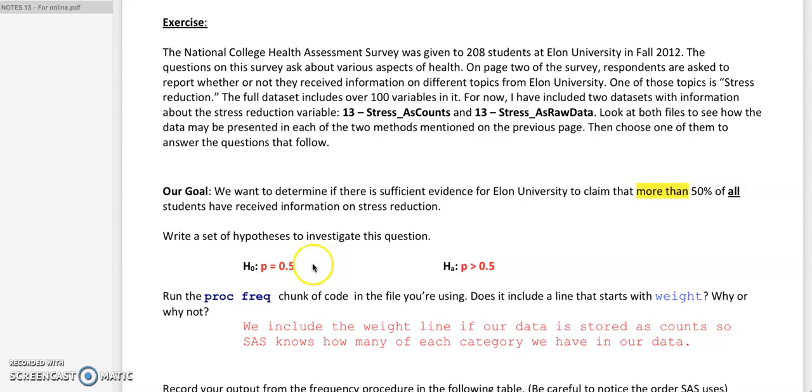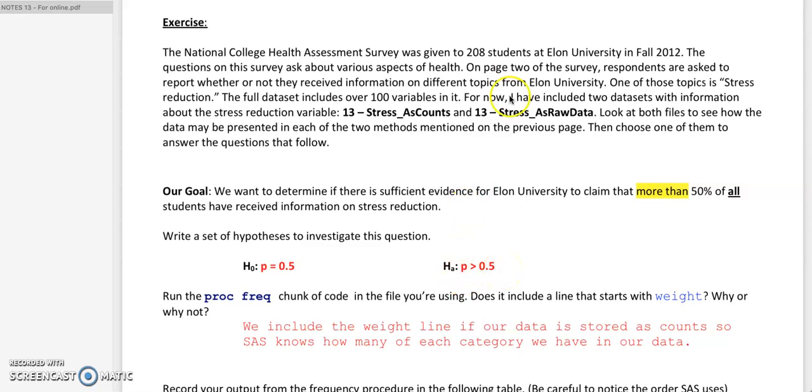So we're going to set up some hypotheses for this question. You can see that this 50% number is here, so my null model is going to say p equals 0.5, which would mean that 50% or half of all Elon students received information about stress reduction. And if Elon wants to be able to claim that more than 50% have received this information, our alternative hypothesis needs to reflect that. So our alternative theory is that p is greater than 0.5.